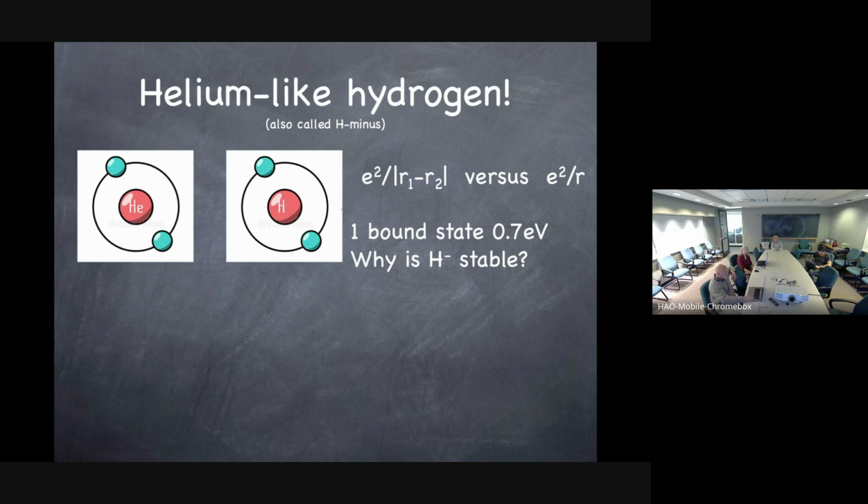But how can it be stable? Well, it's because of what I just said. The electrons are fermions, and they would like to be together, spin up and spin down. They can happily be nested down there.